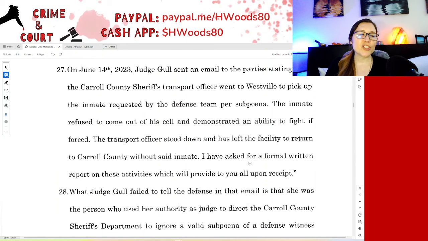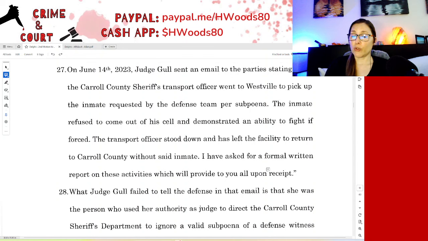What? What judge ever does that? There's something fishy here, guys. If a judge says, just let that guy go, he doesn't need to come and testify in the court, even though he has a subpoena, and we know exactly where he is. We can bring him in. We've got transport waiting for him. This just gets more and more ridiculous.